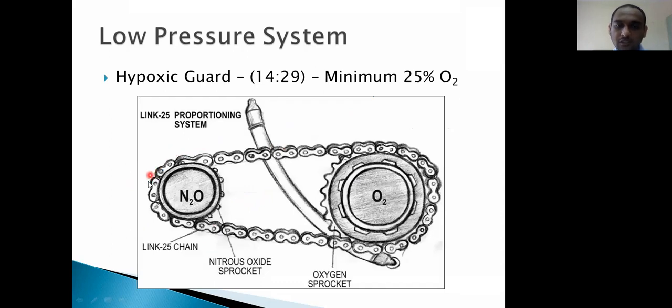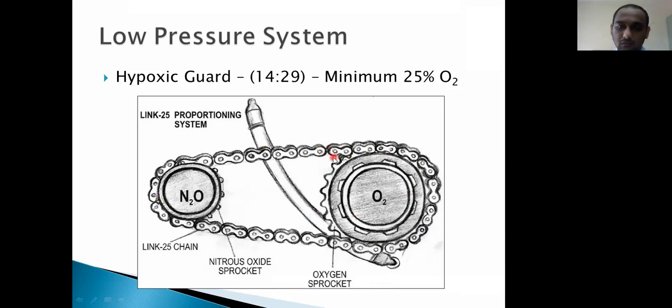There is something called the hypoxic guard. Now these are the flow meters of oxygen and nitrous. When you rotate and start the flow of oxygen, these linked chains also rotate.